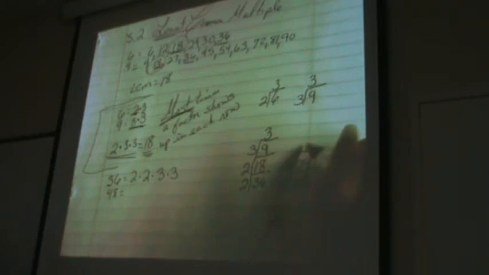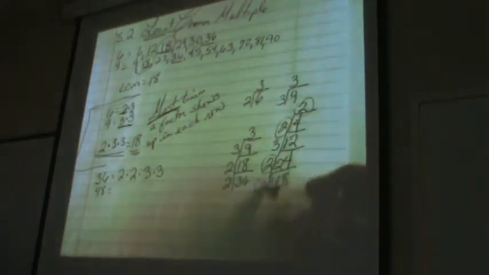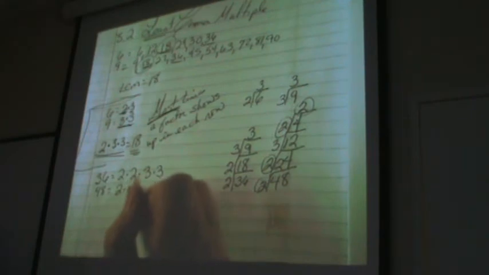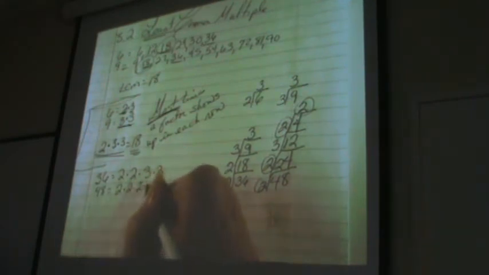Okay, 48 divided by 2 is 24. Divide that by 2 is 12. Let's say we want to divide by 3 now. We'll divide by 3 and get 4. And then divide that by 2 is 2. Still put them in order: 1, 2, 3, 4 2s, and 1 3.